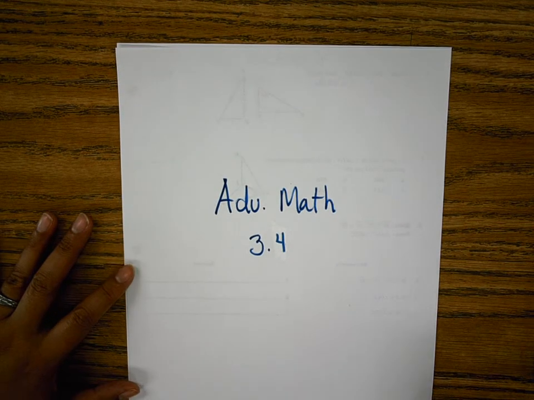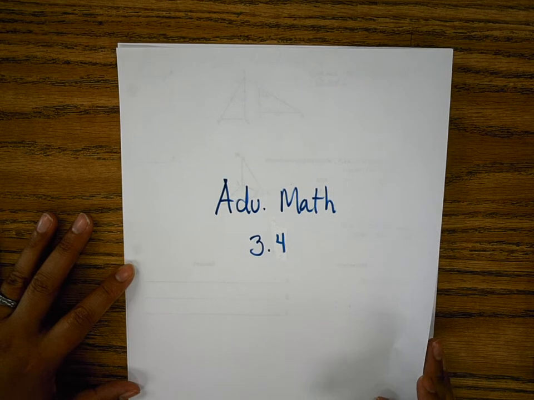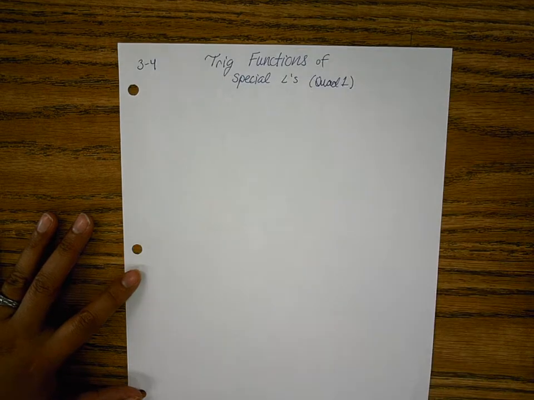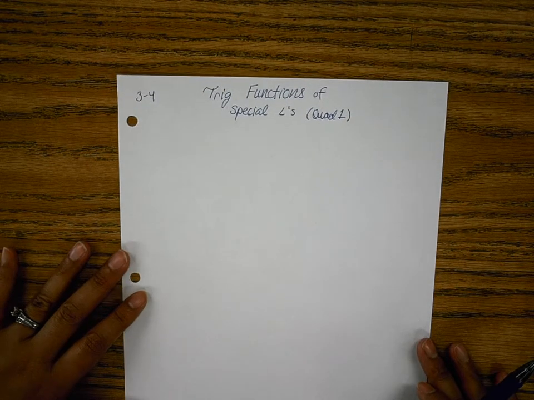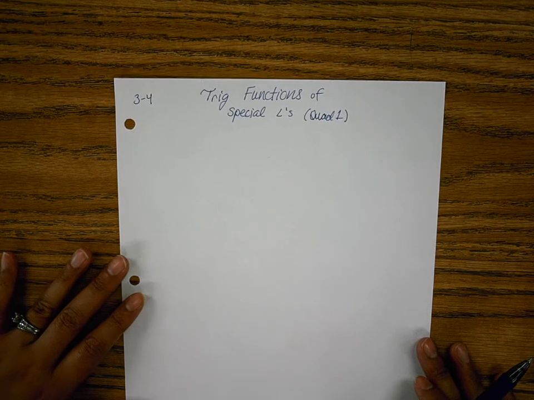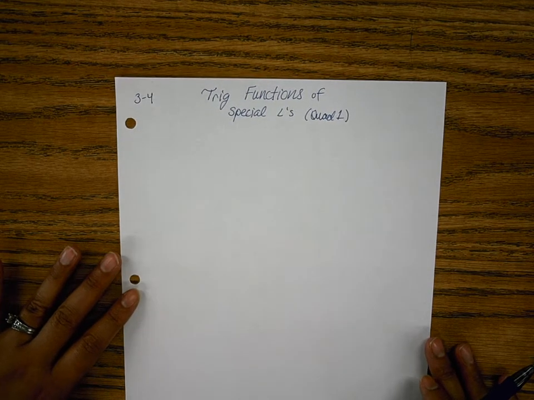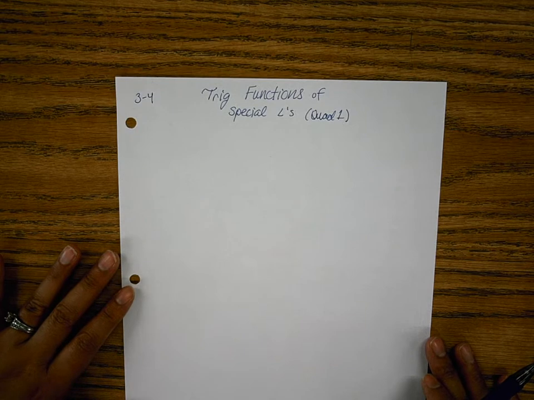These are notes for Advanced Math, Unit 3, Lesson 4. Okay, this is 3-4, trig functions of special angles in quadrant 1. We will be learning quadrants 2, 3, and 4 tomorrow.